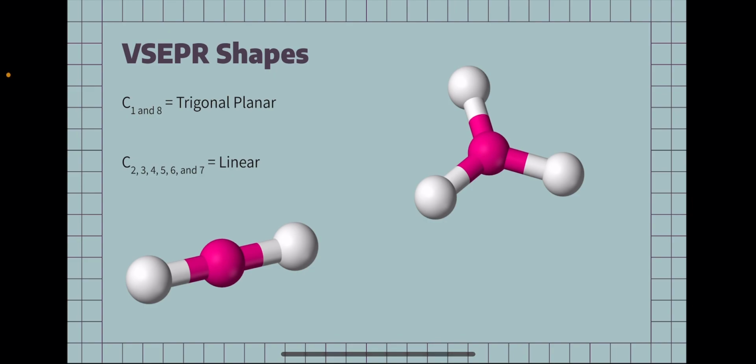And in the octane molecule, there are 8 carbon atoms, with carbons 1 and 8 being the trigonal planar, and carbons 2, 3, 4, 5, 6, and 7 having the linear shape. And that is being carbon 1, the very left side, the very first carbon atom on the left side, and carbon 8 being the last molecule on the right side.